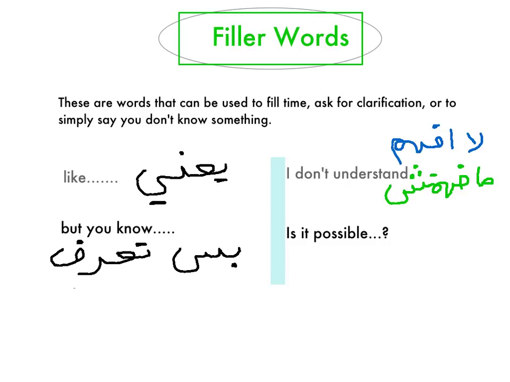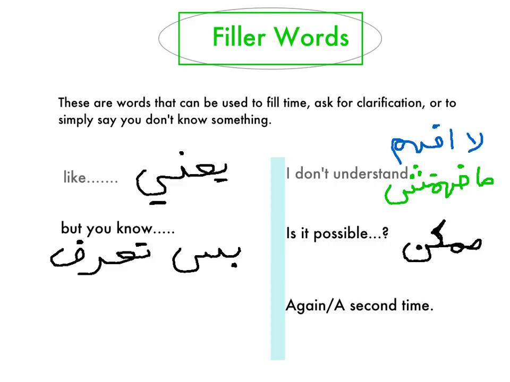Another useful expression is, is it possible? For instance, if you want to say, is it possible to repeat the question? Mumkin means is it possible? And if you want to ask the question, is it possible to repeat? It would be ممكن تعيد. And if you want to say, is it possible to tell me the question again? You would say ممكن تقول لي السؤال مرة ثانية.